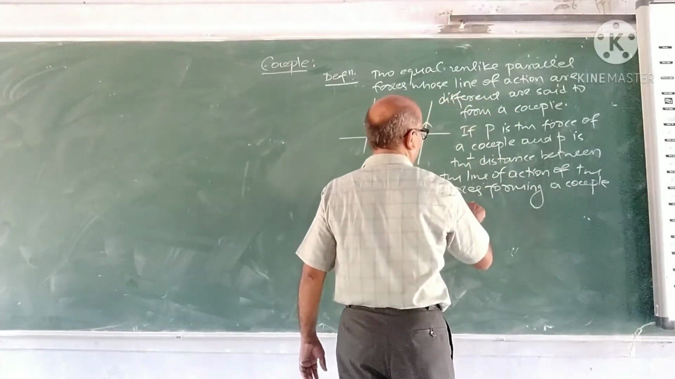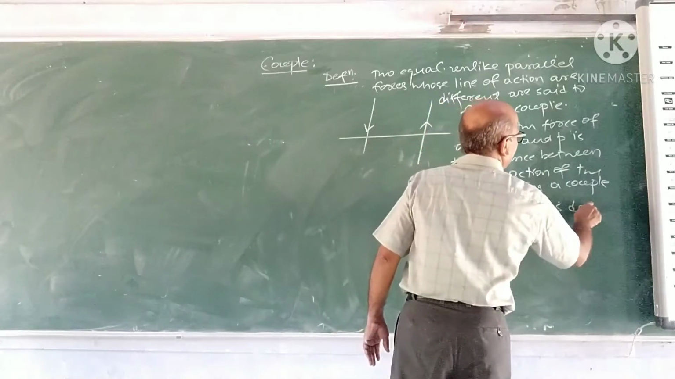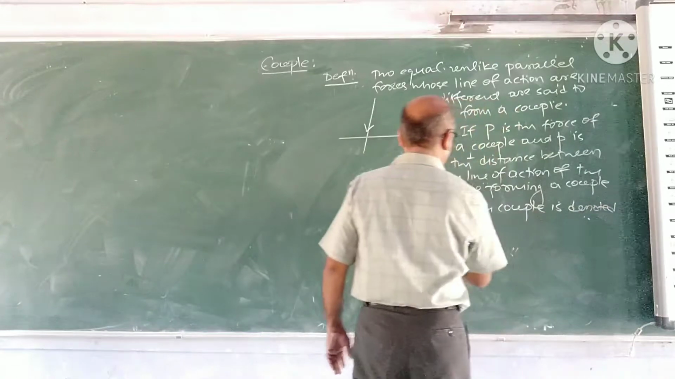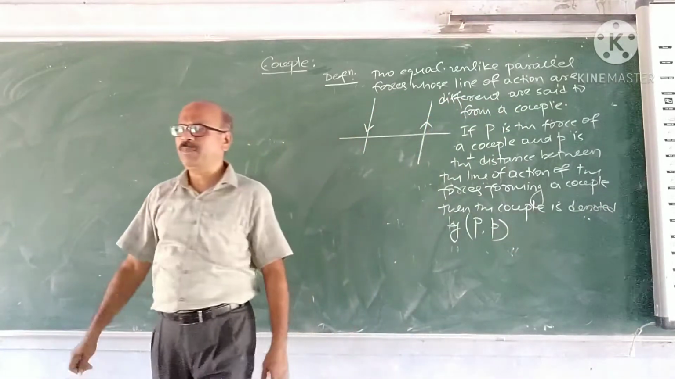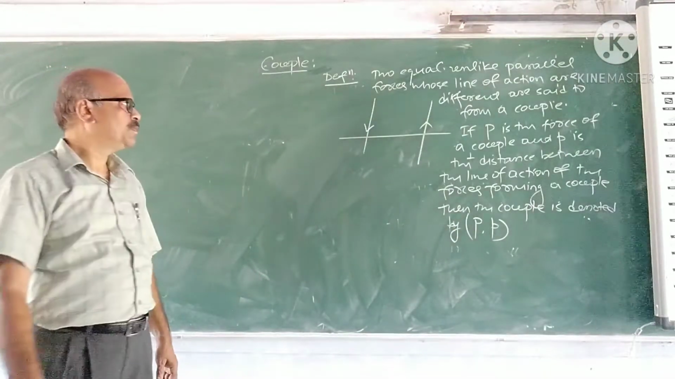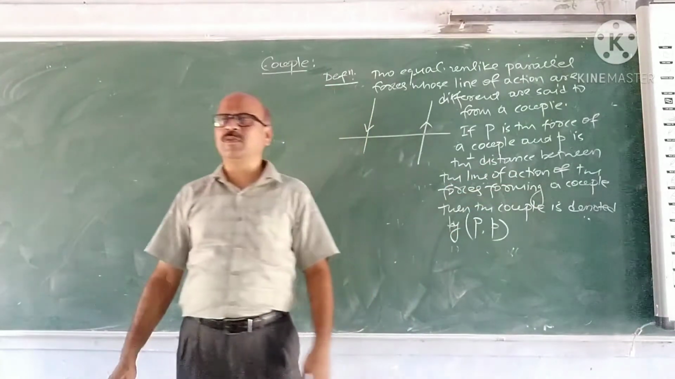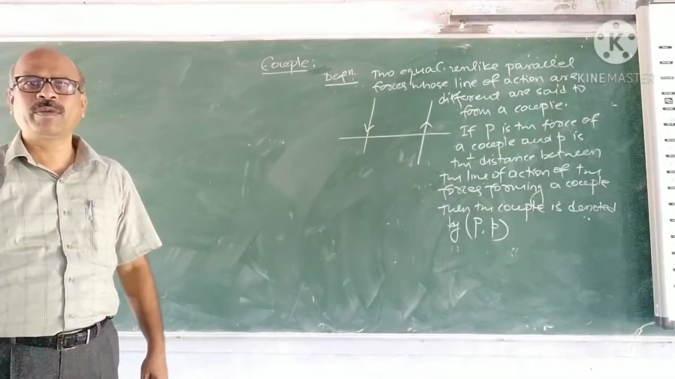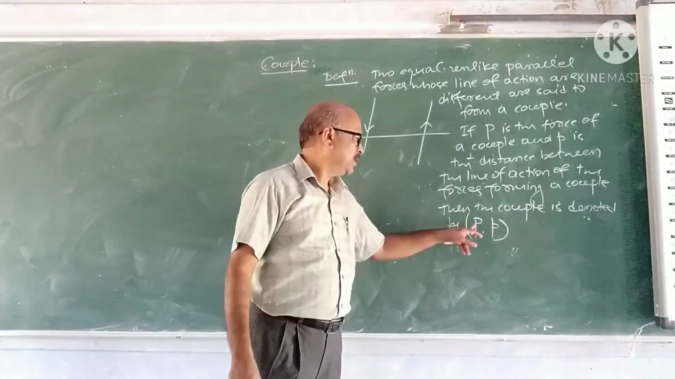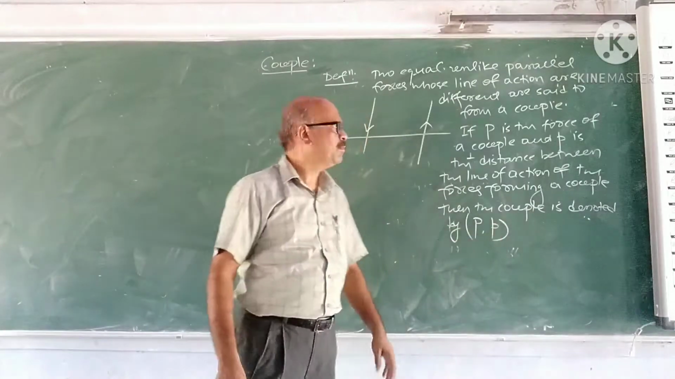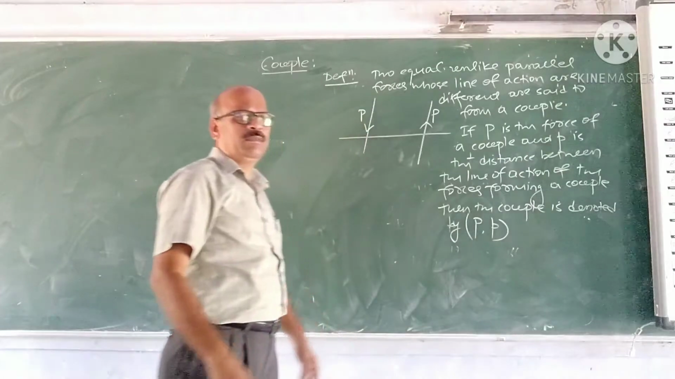then the couple is denoted by the ordered pair (P, p). This small p is the perpendicular distance between the lines of action of the forces forming the couple. Then the couple is denoted by ordered pair P, small p. Here capital P is the force constituting the couple.